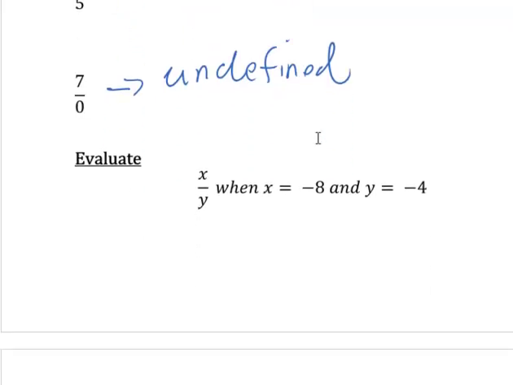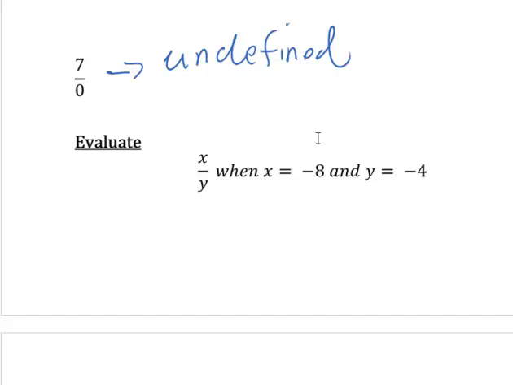Okay, and then again here for the next problem it says, let's evaluate x over y when x equals negative 8 and y equals negative 4. So again, I'm going to write negative 8 divided by a negative 4 is a positive 2.